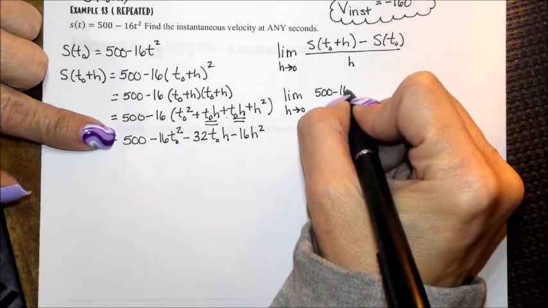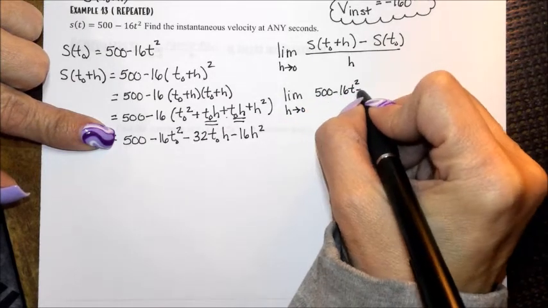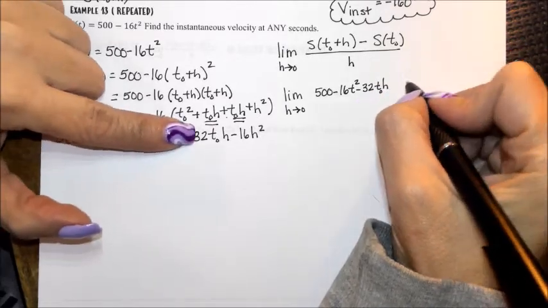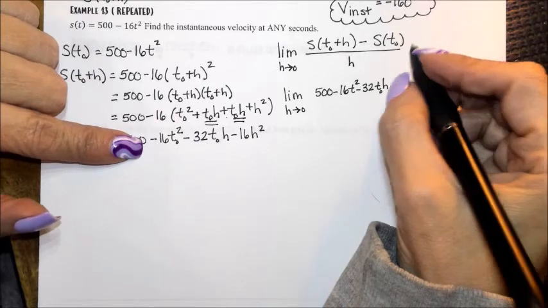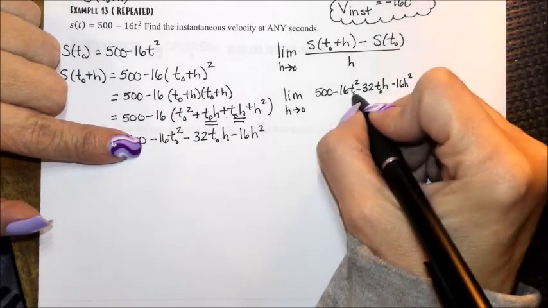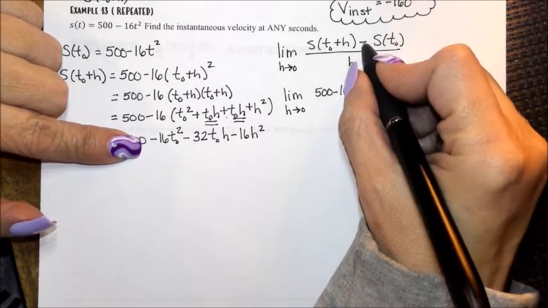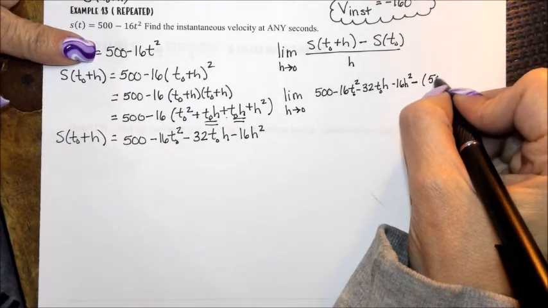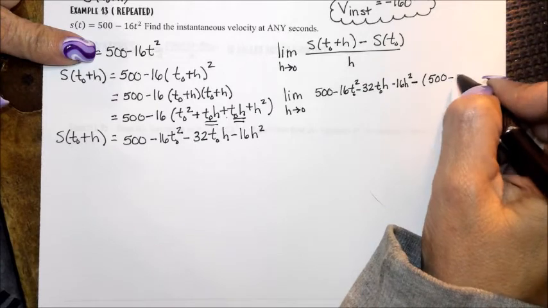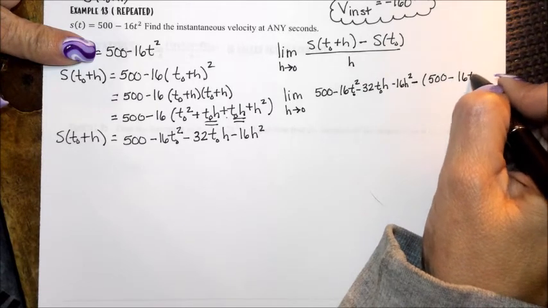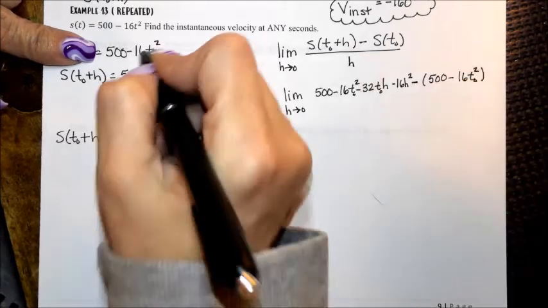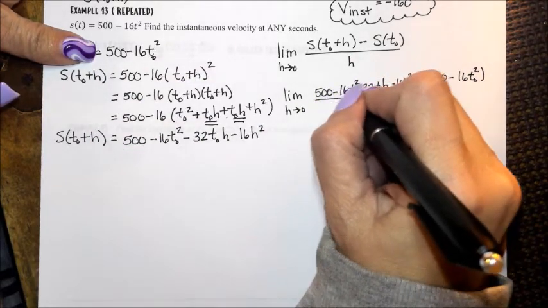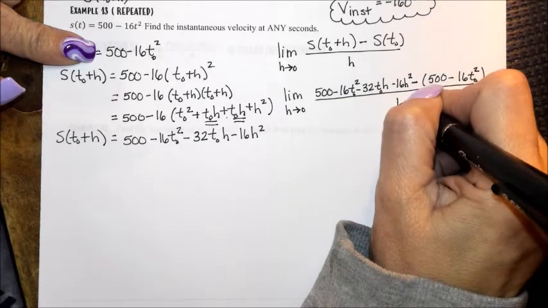500 minus 16t squared minus 32t h minus 16 h squared minus this whole thing. Be super careful. You got to remember to put parentheses around this. Okay, I'm noticing myself forgetting some of my knots. All over h.